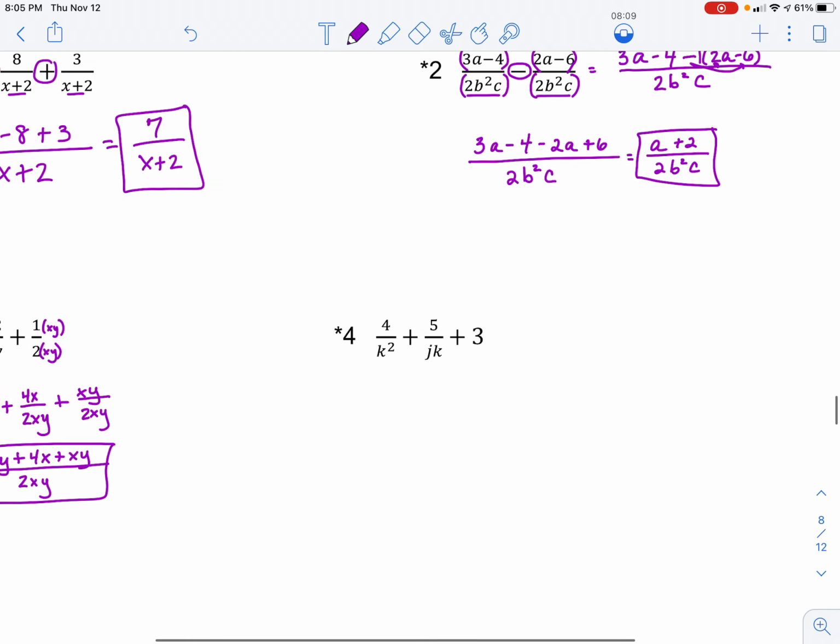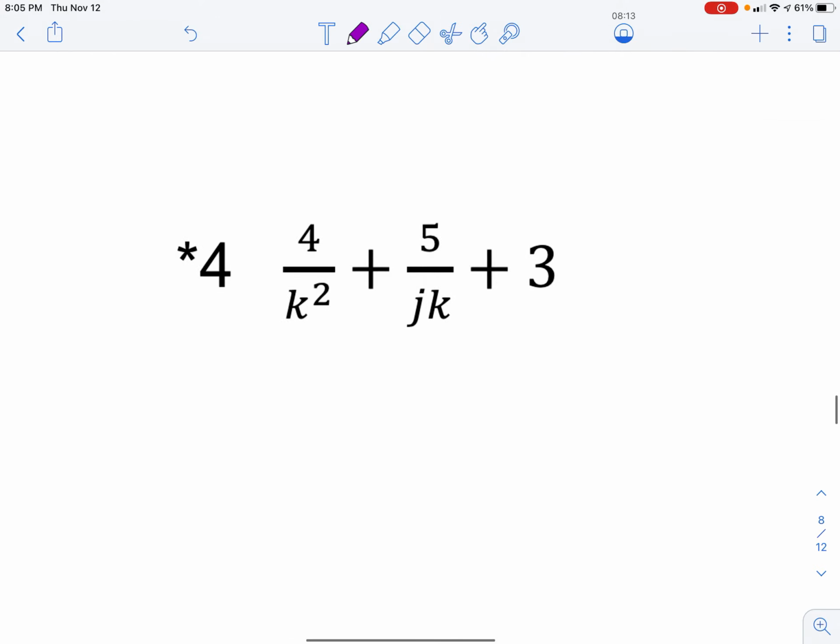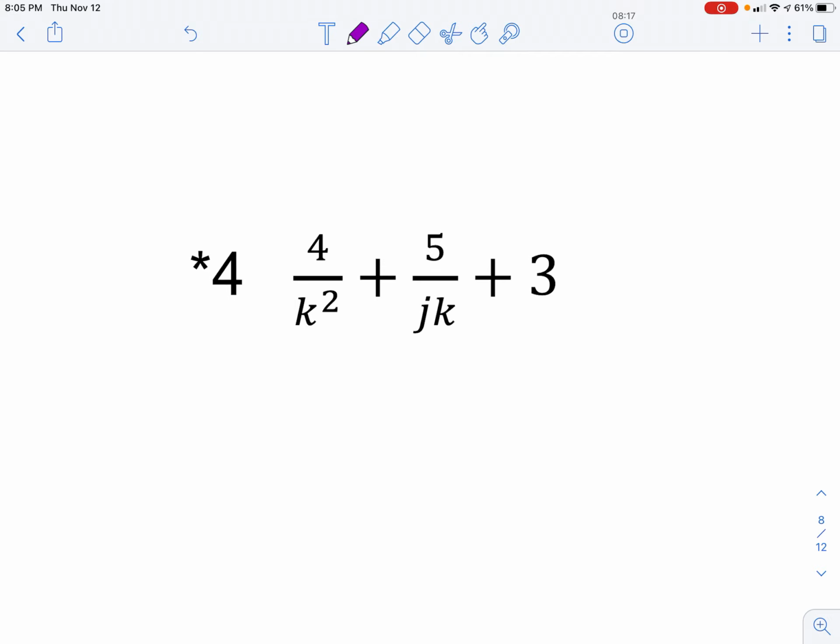Let's look at the fourth and final example, and then we'll do a couple practice problems together, and we'll call it a day. All right, so here we have 3 parts to an expression. Two of those are fractions, and 1 is a whole number. Your best thing to do here is make the 3 a fraction by putting it over 1.